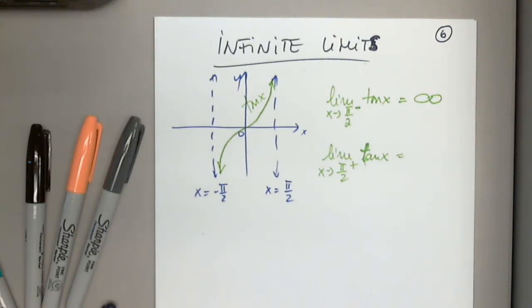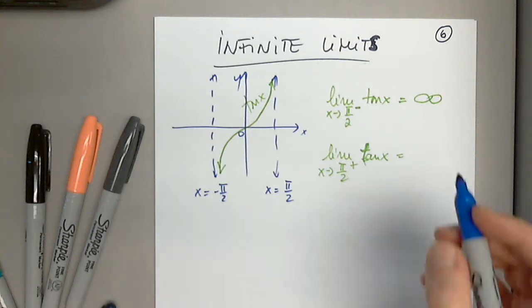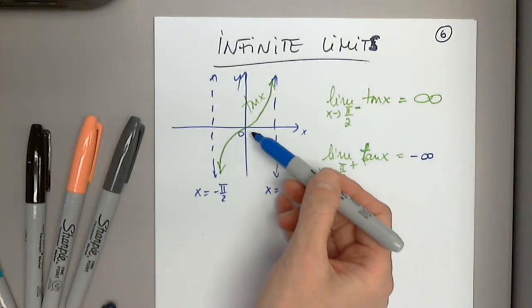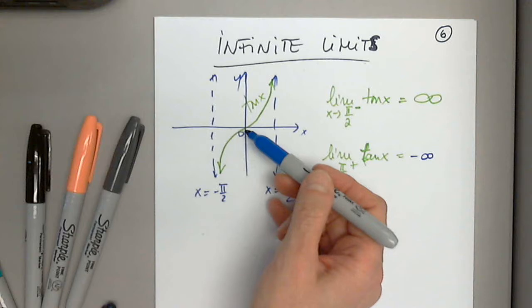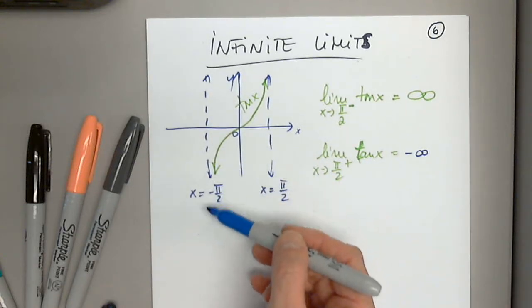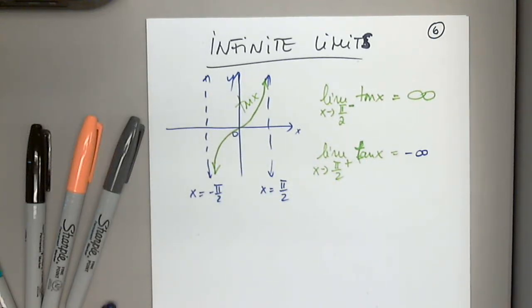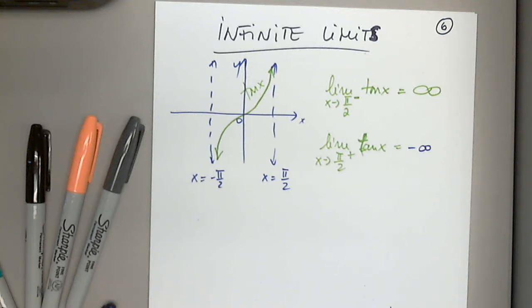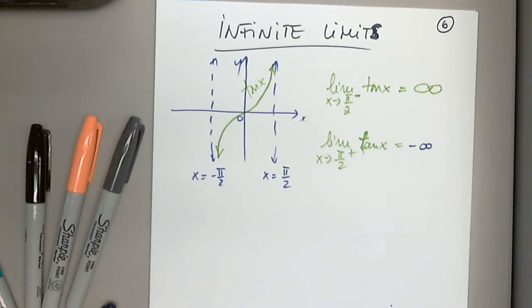What about the second one? Do we all agree with negative infinity? As x approaches pi over 2 from the right, the function values get closer and closer to negative infinity. Do we agree with that? Very good. Okay.